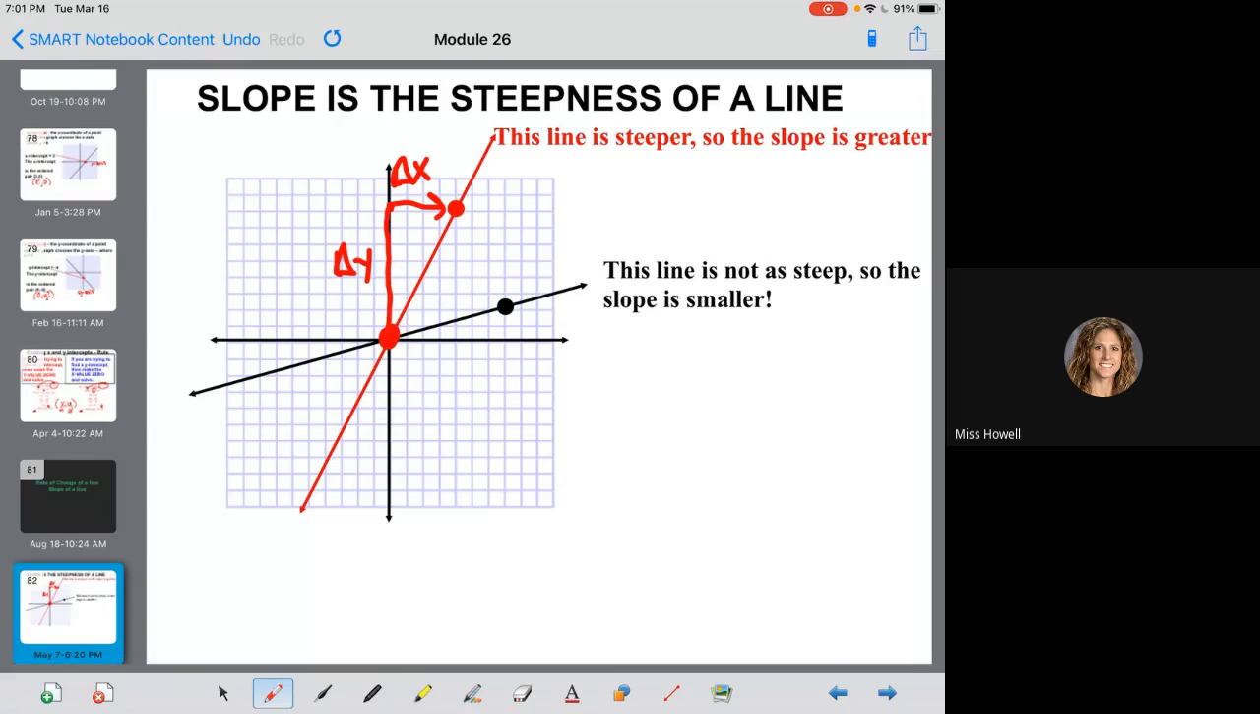So you can see that red line. It's a pretty far distance up compared to how far over. Compared to this one where we just barely go up and over, right? So this change in y to change in x ratio is going to be a smaller fraction, where the red line is going to have a larger fraction amount. The steeper the line, the higher in value our rate of change or slope.